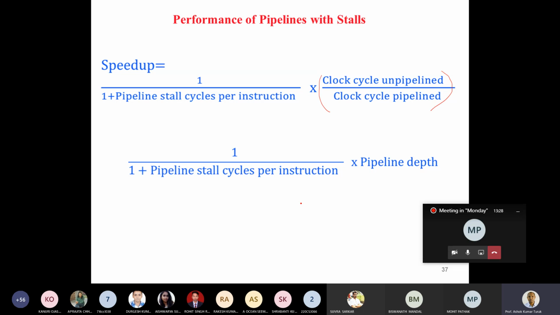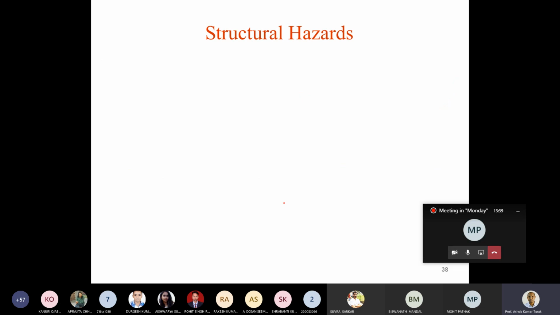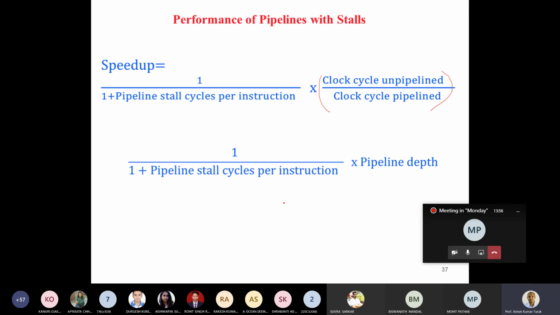So again we obtained the speedup is equal to the pipeline depth divided by 1 plus pipeline stall cycles per instruction. So whether you reduce the number of clock cycles, or you reduce the clock cycle time in a pipelined machine, the speedup that you obtain from pipelining is equal to the pipeline depth divided by 1 plus pipeline stall cycles per instruction.